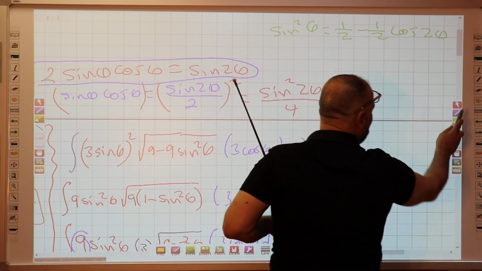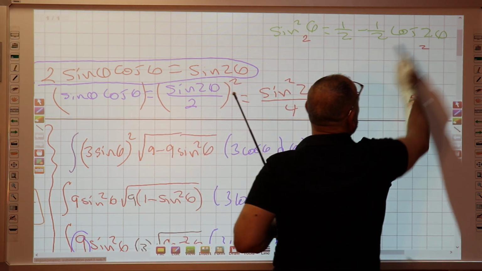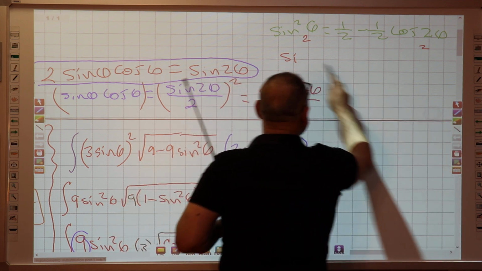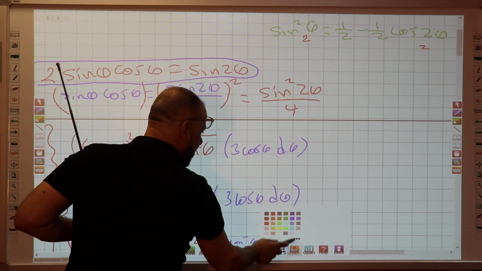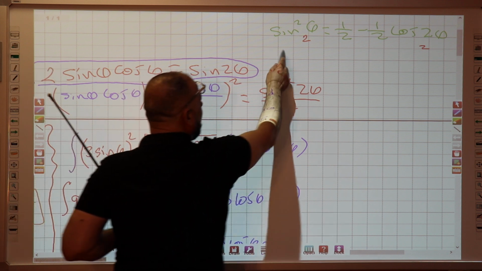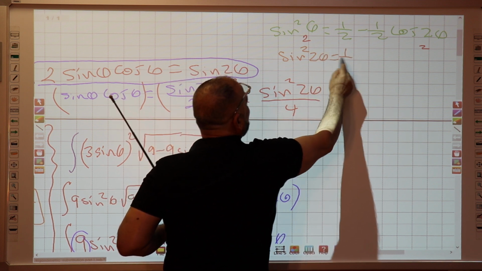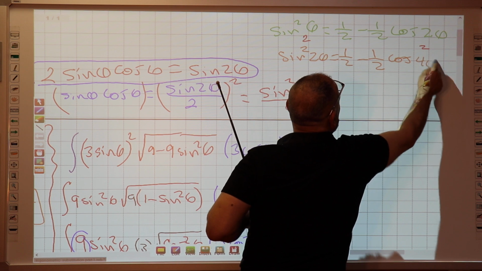But how many thetas do we have here? 2. If you put this here 2, multiply this by 2, this has to be multiplied by what? 2. Then sine, let me use a different color. Then sine square 2 theta equals half minus half cosine 4 theta.